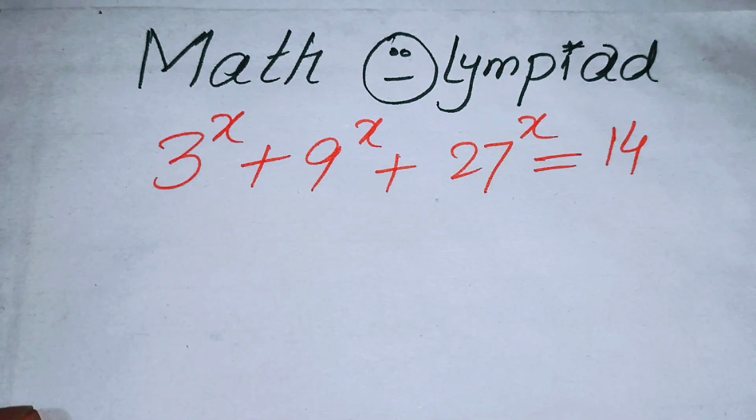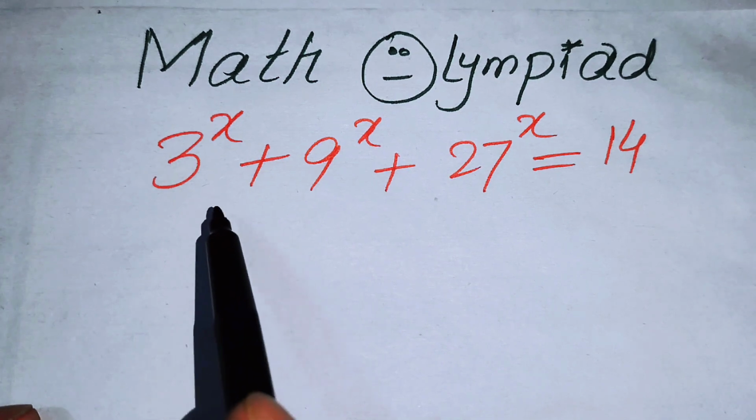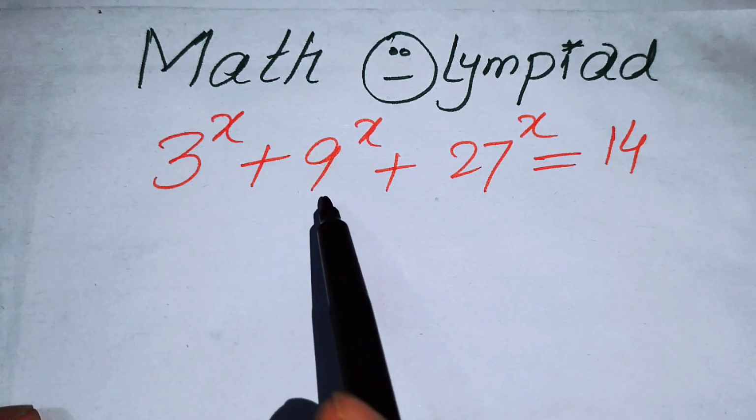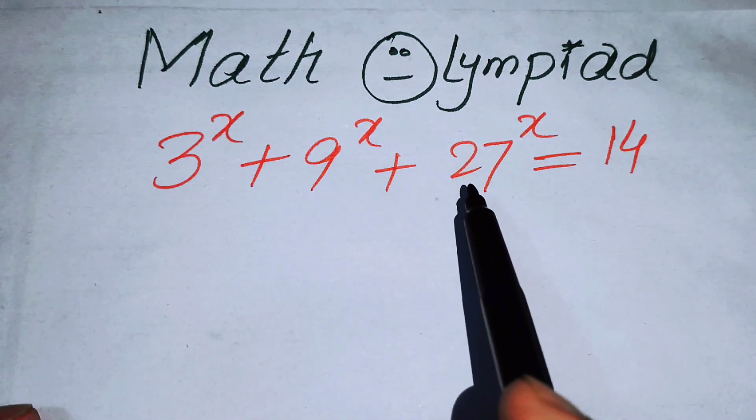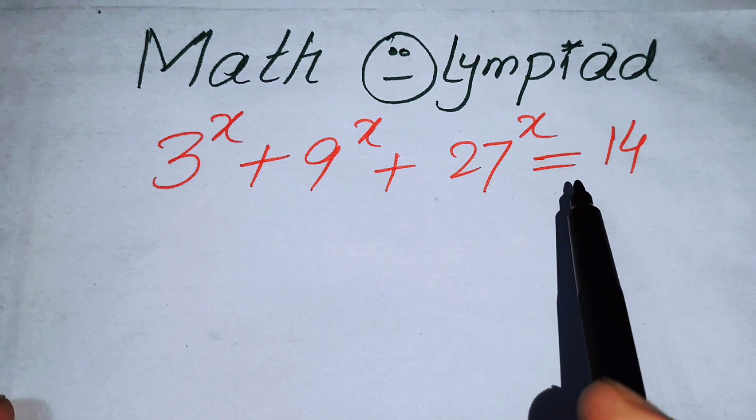Welcome back to the map of mathematics. In this video we are going to solve this nice algebra problem, and here we have 3 to the power of x plus 9 to the power of x plus 27 to the power of x is equal to 14, and we will solve this problem for the value of x.